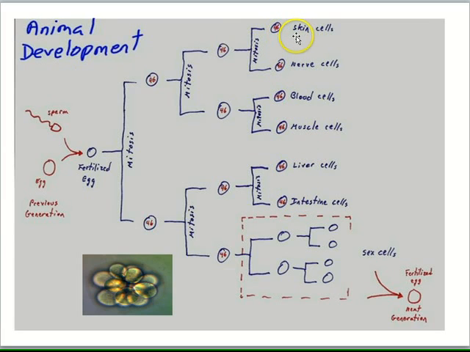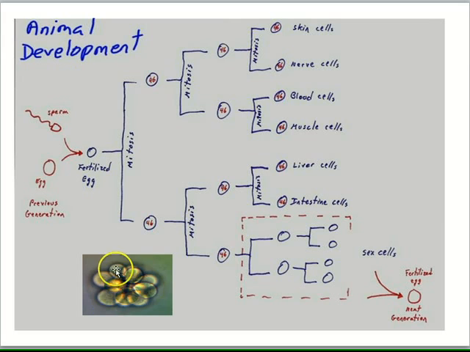And notice we've identified this one up here as a skin cell, a nerve cell, blood cell, muscle cell, liver cell, intestine, etc. Down here we would have the sex cells produced in the sex organs. But the point is that if you look at an animal, it is composed of specialized cells. So these cells perform different functions. So we're going to call them specialized cells.